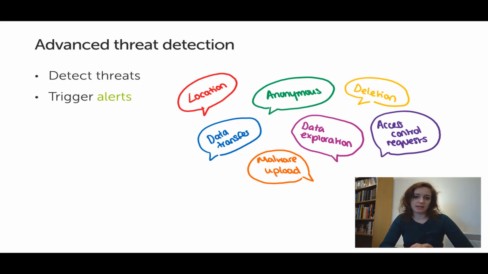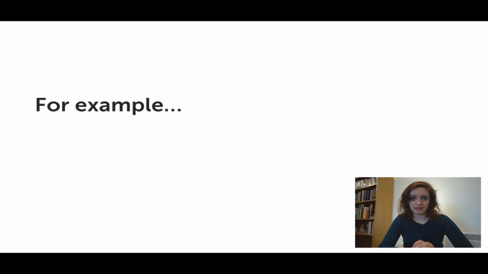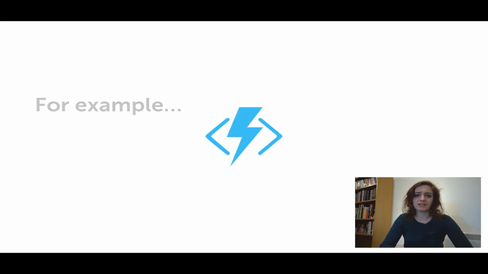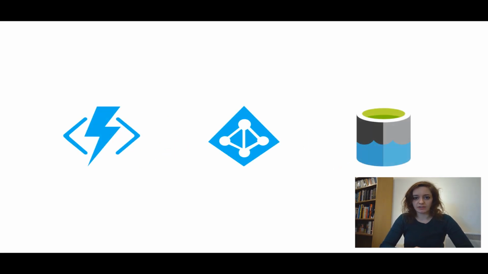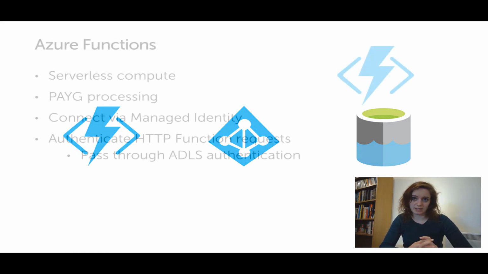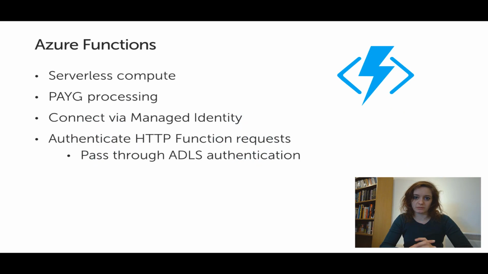Alerting on these threats means that we can identify and mitigate risks as and when they occur. So how does this all fit together? A lot of the time when we build up our architectures around data processing, we use Azure Functions. These connect to Azure Active Directory, which then combines with the security features in Azure Data Lake to build up a secure processing solution. Azure Functions are a serverless offering which are capable of doing complex data processing.